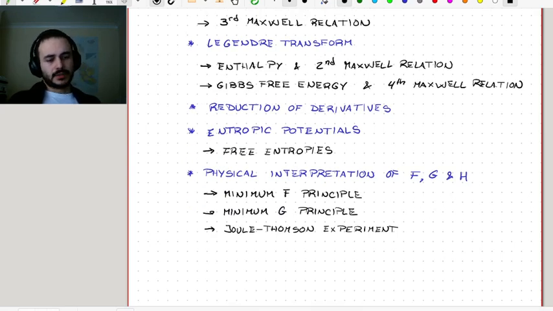And revisiting this historical experiment is yet another attempt of Joule to experimentally demonstrate that the ideal gas has an internal energy that depends only on temperature. So we're going to learn about that as well.